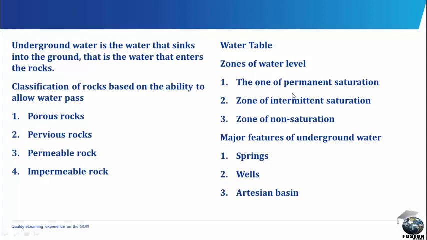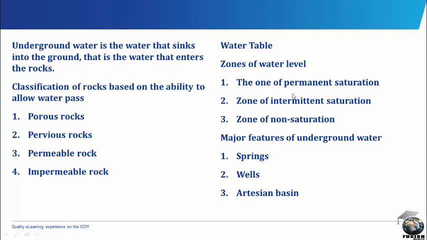Classification of rocks based on the ability to allow water to pass. 1. Porous rock. This is a rock which has pore spaces into which water can enter or infiltrate. Example, sandstone. 2. Pervious rock. This is a rock which has joints or faults into which water can enter or infiltrate.